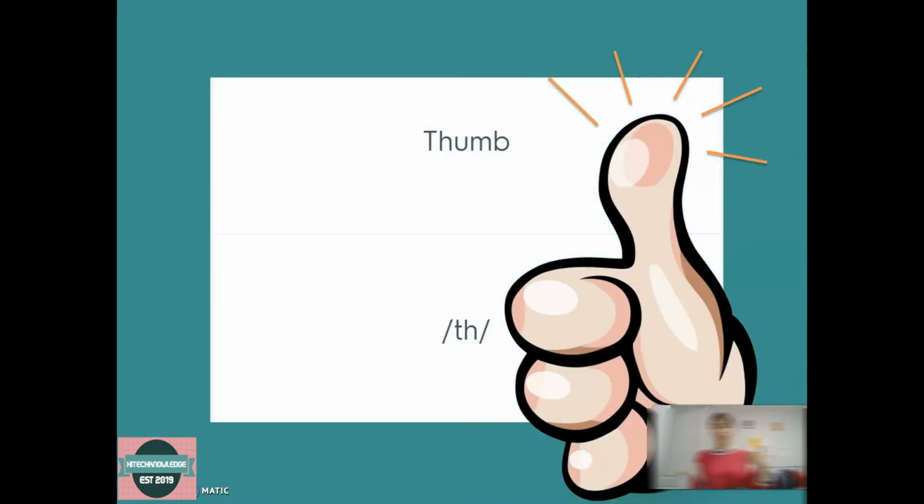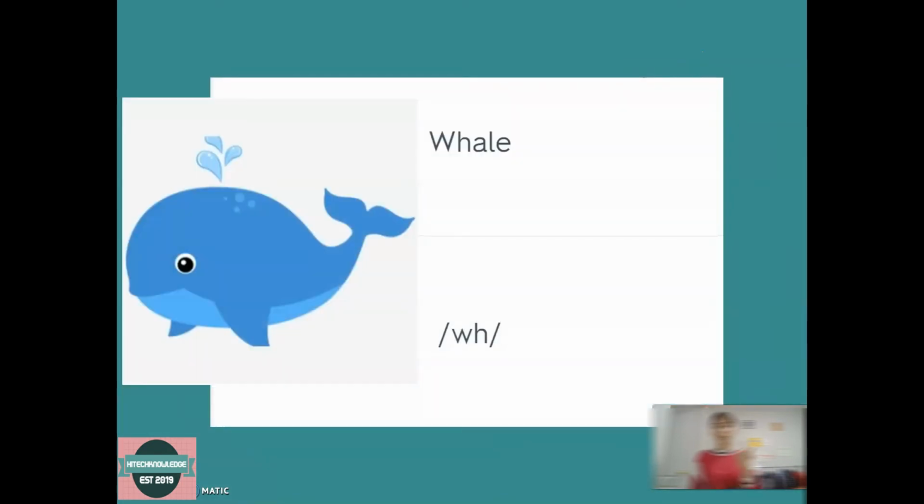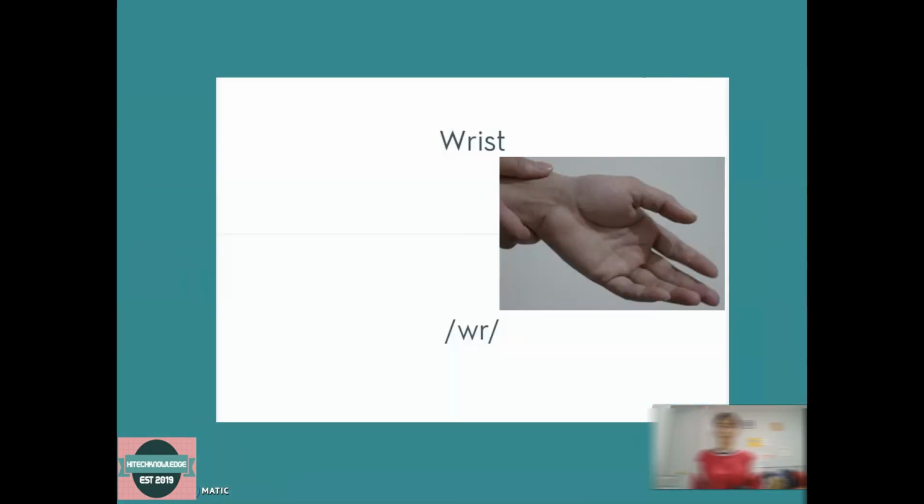Thumb. Whale. Whenever we get a combined consonant like W and R, the W is silent, so we say r, wrist.